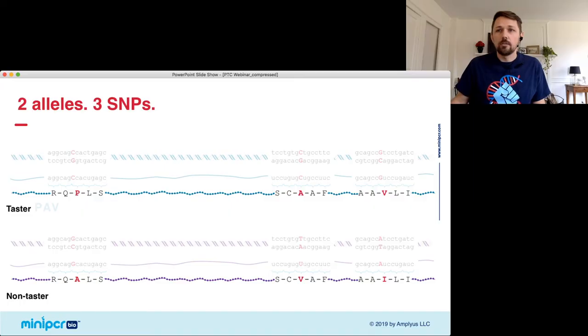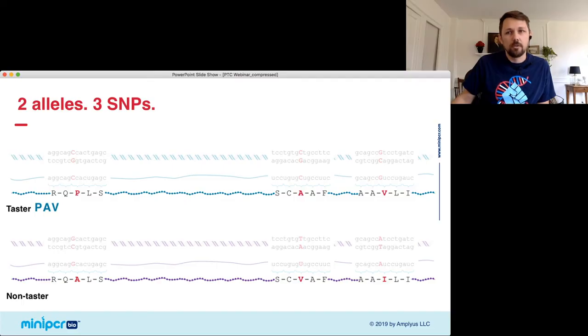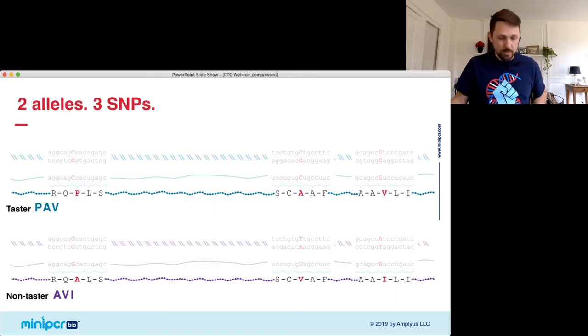Now, sometimes, because this is proline, alanine, valine, this taster allele is sometimes called the PAV allele, where the non-taster allele is referred to as the AVI allele. I'm going to try not to do that just because it gets confusing when you're using taster, non-taster, PAV, AVI. There's too many variables. But if you do see the PAV, that's what PAV refers to. It's the taster allele. It refers to those 3 amino acids. And AVI refers to the non-taster allele. It refers to those 3 amino acids.